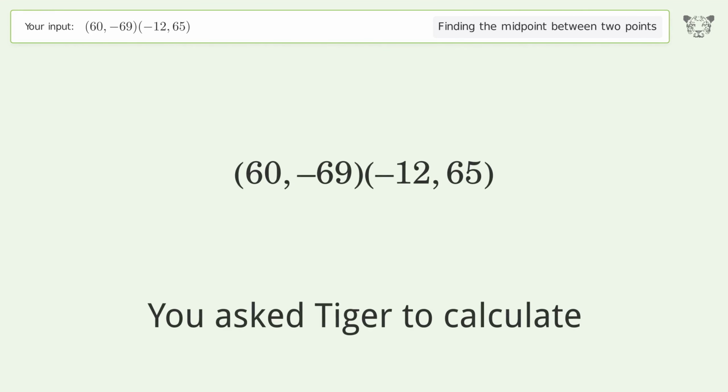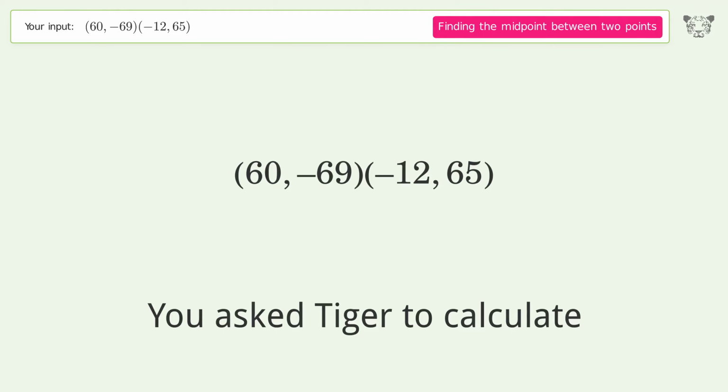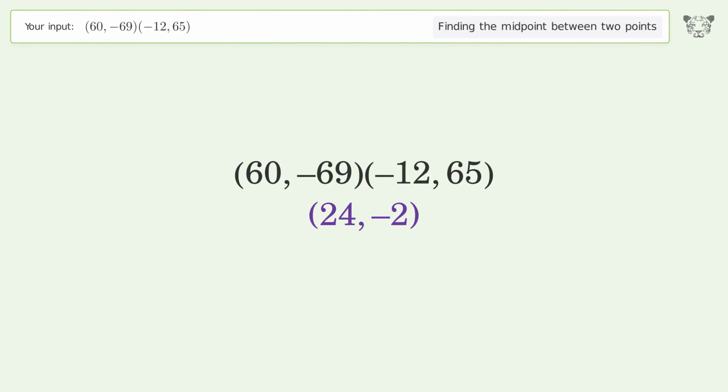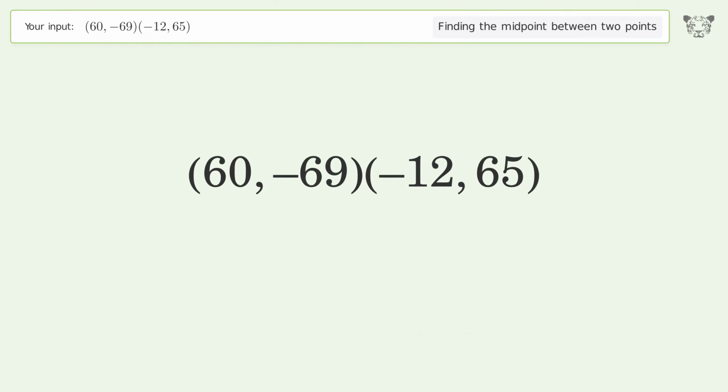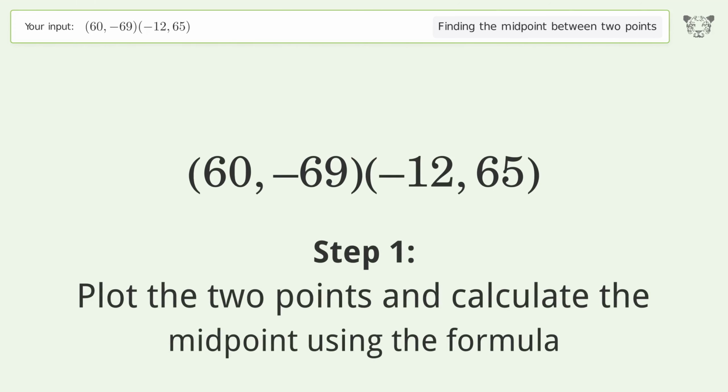You ask Tiger to calculate. This deals with finding the midpoint between 2 points. The midpoint between the 2 points is 24, -2. Let's solve it step by step. Plot the 2 points and calculate the midpoint using the formula.